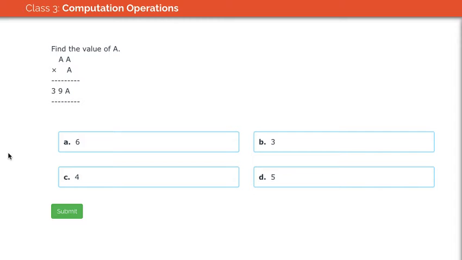6 into 6. Okay, let's do 6 into 6, 36. 6 will go down, 3 will go up. 6 into 6, 36 plus 3, 39. So it's 6.